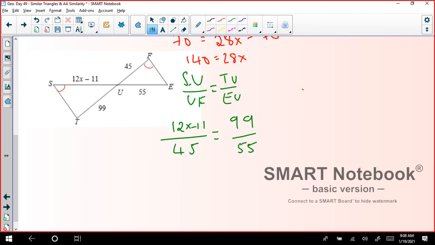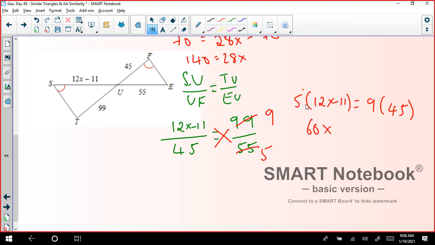So further simplify this, 11 times 9 and 11 times 5, and then cross multiply to get 5 times 12x minus 11 equals 9 times 45. Okay, 12 times 5 is 60 and 5 times 11 is 55. And 45 times 9 is nothing but 405. Adding 55 on both sides, I'll have 60x equals 460.